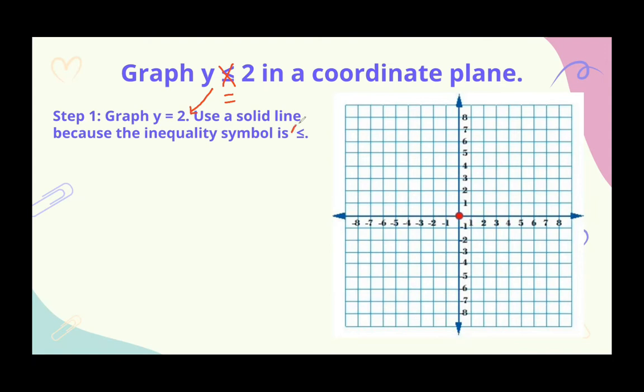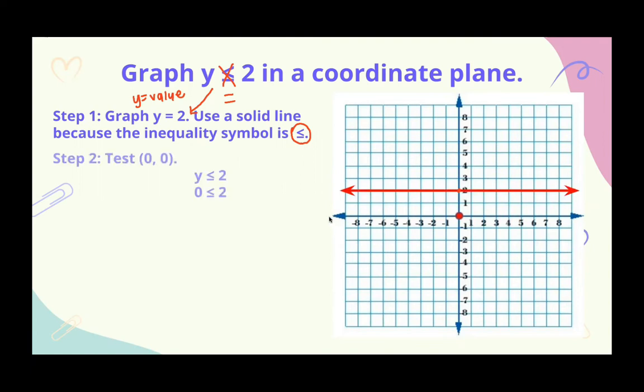And to graph this, you're going to use a solid line because the inequality symbol is less than or equal to 2. Recall from chapter 2 that any linear equation that is set to y and then a value represents a horizontal line. So this doesn't have an x value, which means it doesn't have a slope. So you can just plot a horizontal line here at 2 on the y-axis. So that's how your line will look.